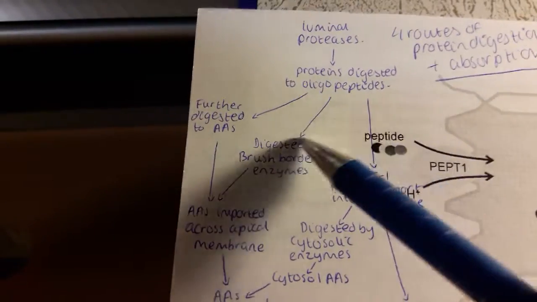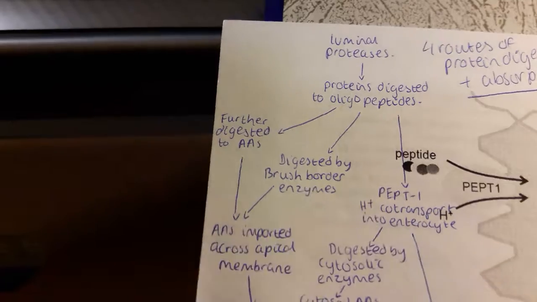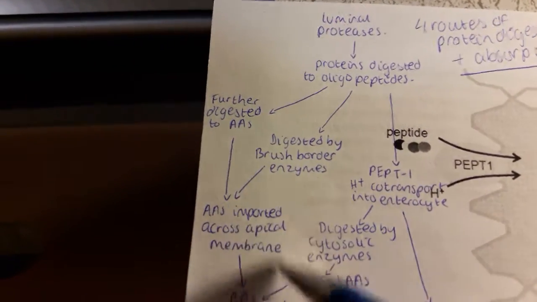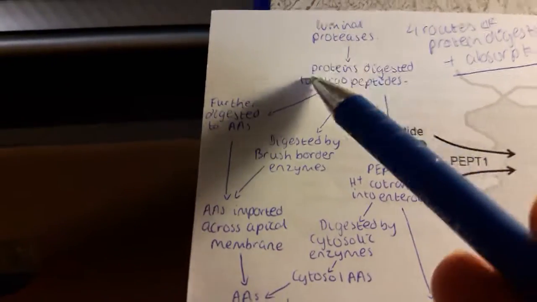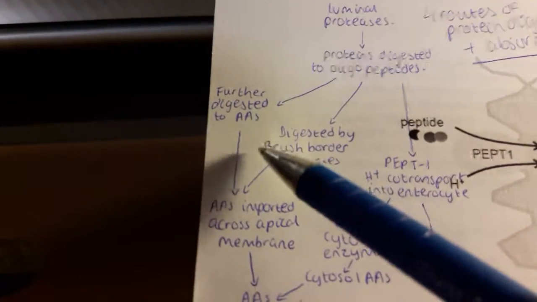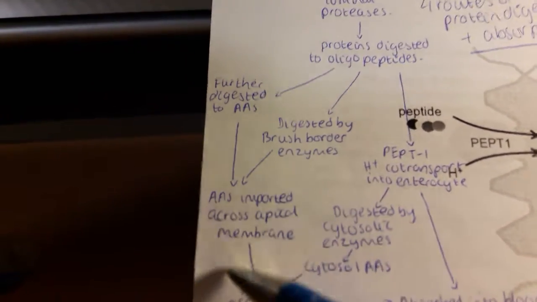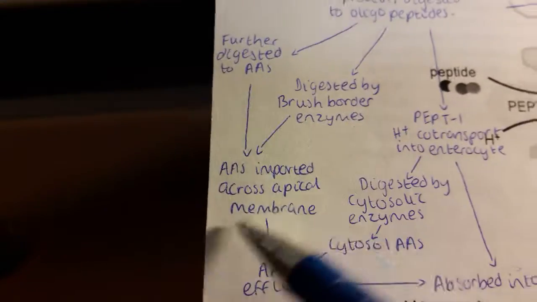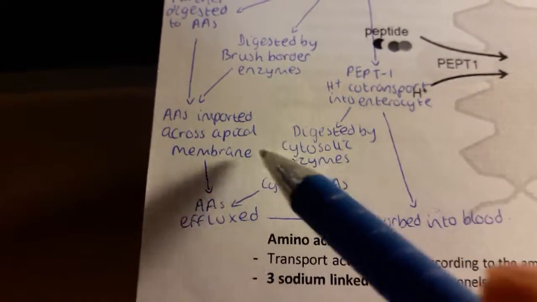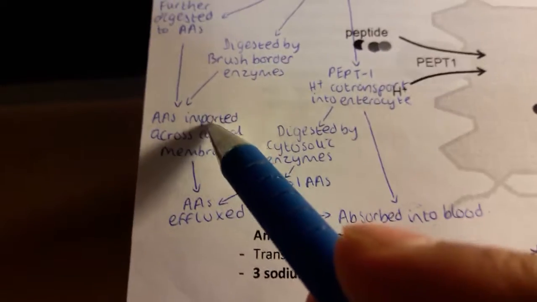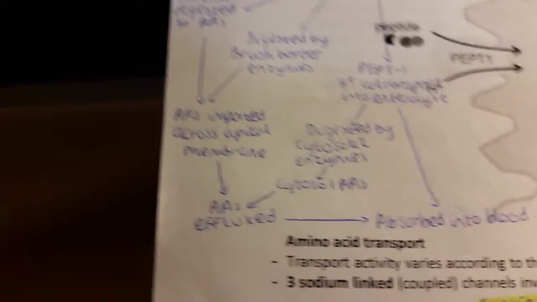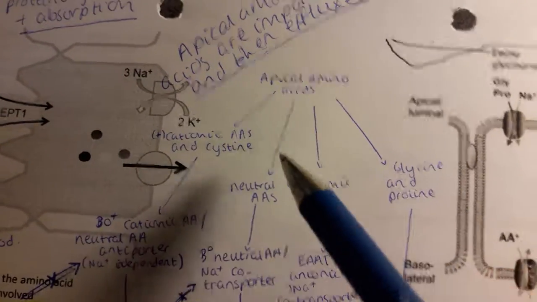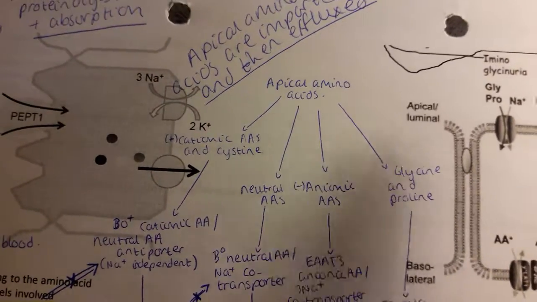The larger oligopeptides were digested by brush border dipeptidases, brush border peptidases, to give us amino acids at the apical membrane, and some of the oligopeptides were further digested by exopeptidases to also give us amino acids at the apical membrane. So now we need to think, how are the amino acids imported across the apical membrane from the lumen into the enterocyte? The way the amino acids are imported in is through four routes, basically.